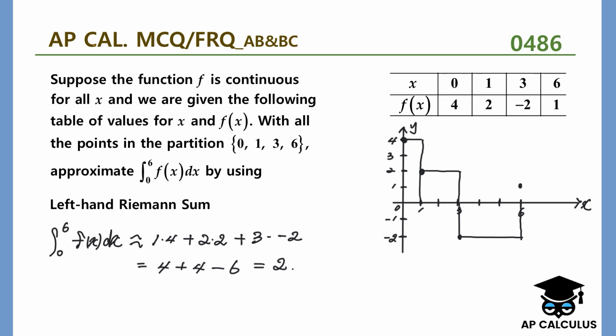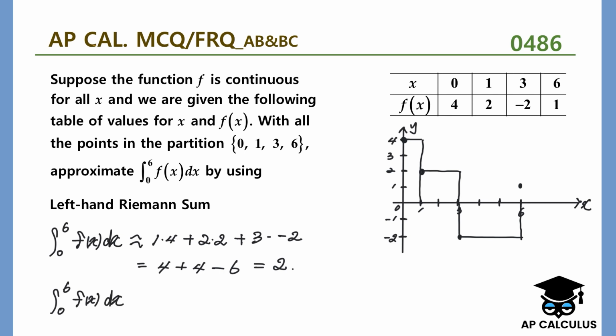A second way to find the left-hand Riemann sum is to look at the table and write the area of rectangles. As you may have already noticed, the height of the rectangle is the function value of the left point of each interval. So in this interval, the height of the rectangle is 4. In this interval, the height is 2. In this interval, the height is -2. Does that make sense?